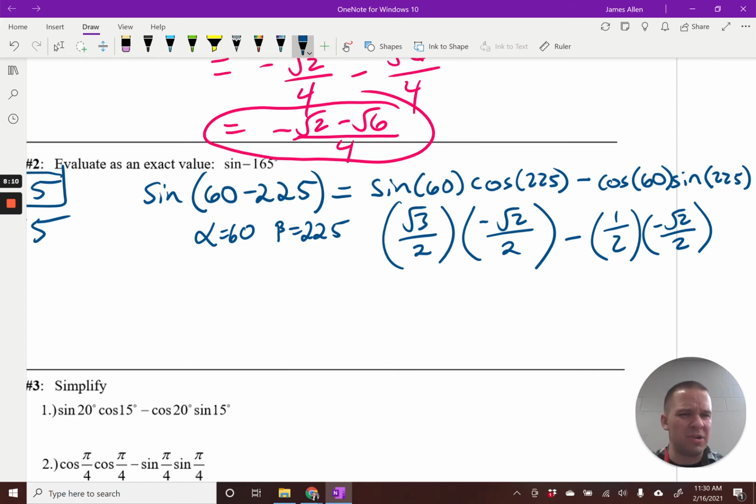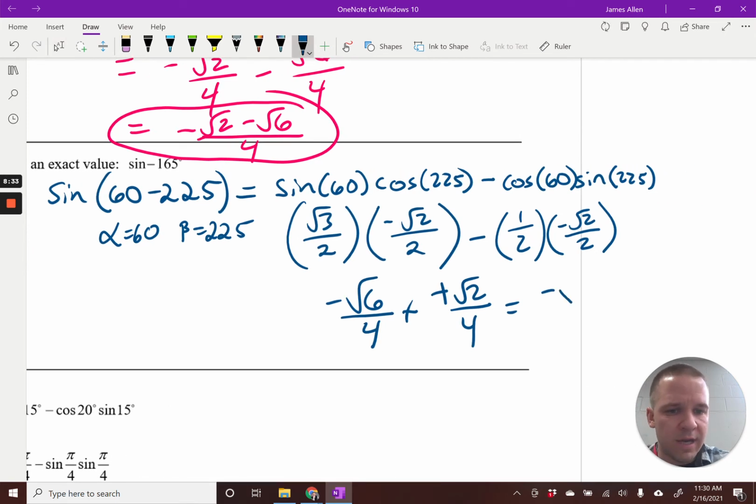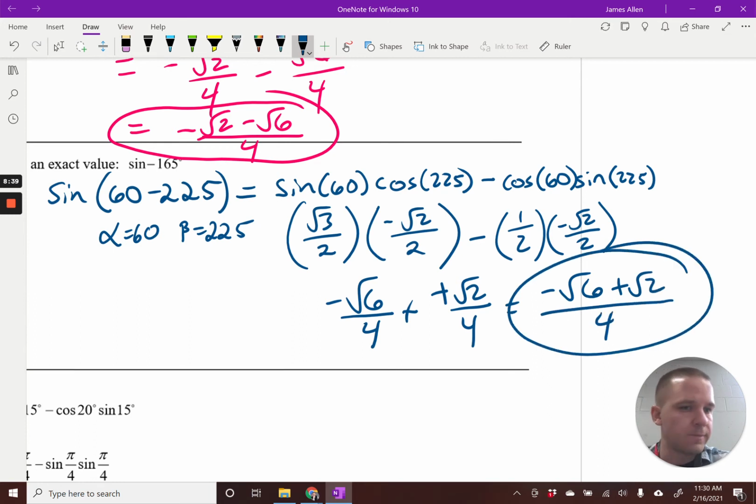Cool, awesome. And you'll start to notice some patterns, like when you have sine of 60 and cosine of 60, you're going to get the root 3 over 2 and the 1/2. You're going to see those kinds of things happening. All right, so I have negative root 6 over 4, and then minus, and then that's a negative root 2 over 4. So that's going to become positive there, and I'll end with negative root 6 plus root 2 all over 4.